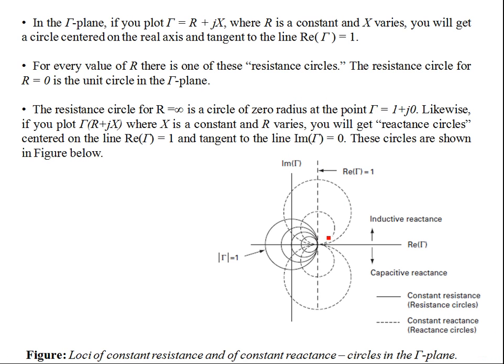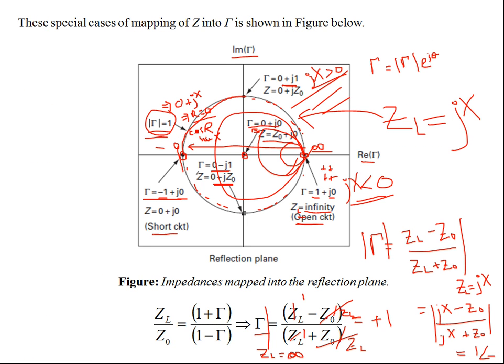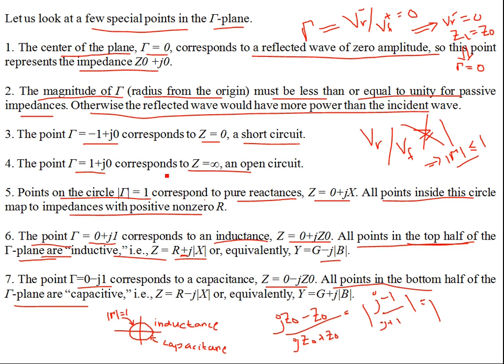So let's have a look over here. For every value of r, there is one resistance circle. The resistance circle for r equal to 0 is a unit circle in the gamma plane. Isn't that right? This is what we saw earlier. So for r equal to 0, this is what it means by gamma equal to 1. The real part of the load is 0, so this is purely reactive.